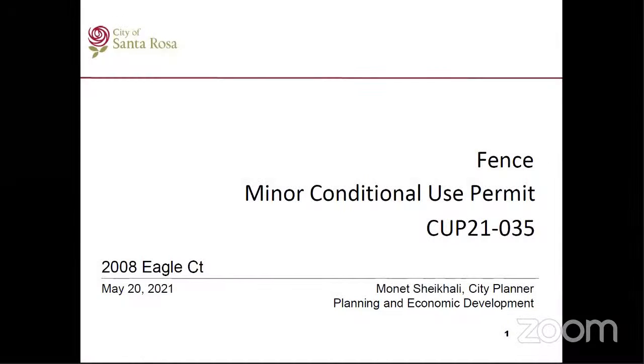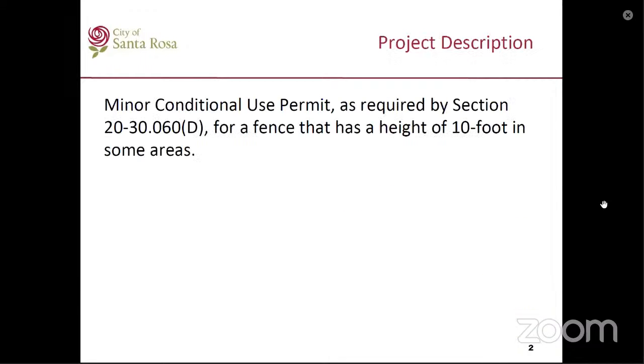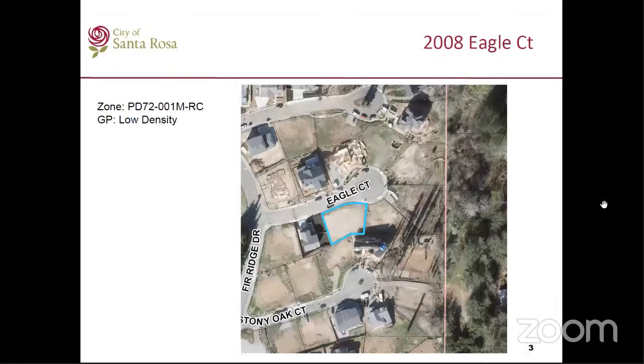So as you mentioned, this is a minor conditional use permit for a fence located on the rear of the property. And the height of the fence at some portions is exceeding 8 feet, but nothing more than 10 feet for the fence in some areas. I'm going to explain what's happening in the backyard. So here is where the project is located. It is zone PD 72001. It is in a rebuilt area. The house has already been built and the fence is constructed also. The general plan land use is low density.